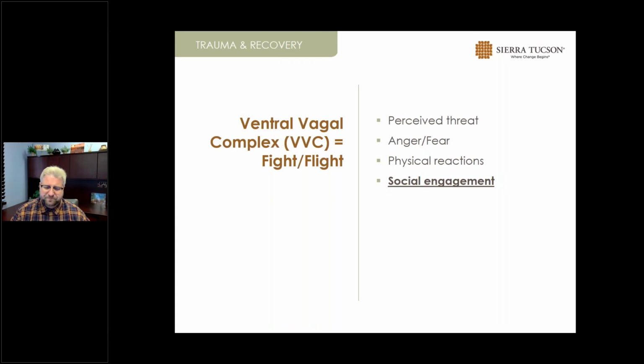And then social engagement is a really big part of it too, meaning that I'm able to have social engagement in a ventral vagal part of my nervous system, in that I'm able to laugh, I'm able to experience joy, I'm able to have social engagement and connect with other people in a securely attached way.